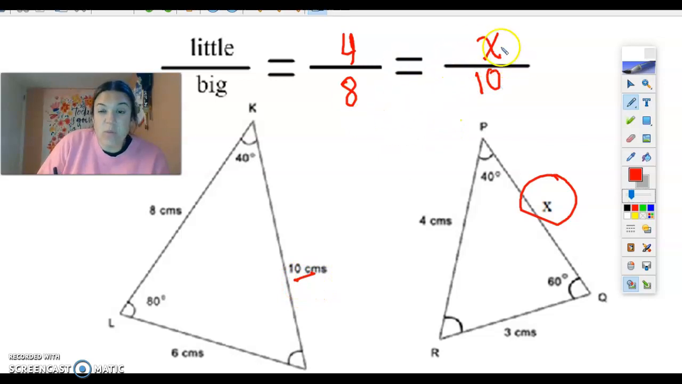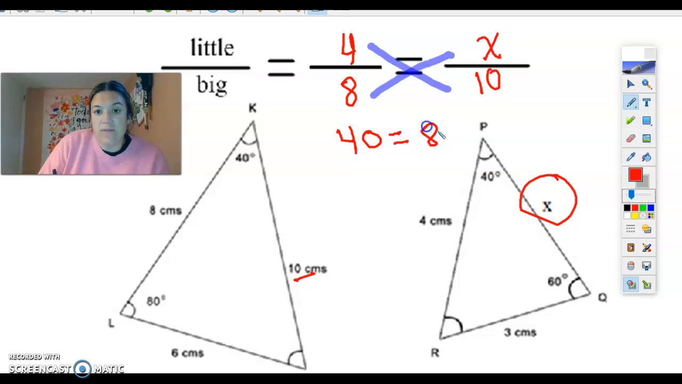And now this is one of those proportions where we're solving for the missing side. So the first step you do is cross multiply this times this and this times this and set them equal to each other. So 4 times 10 is 40 and 8 times x is 8x. And then how do I solve this equation? One step, divide both sides by 8. And that tells us that x equals 5.